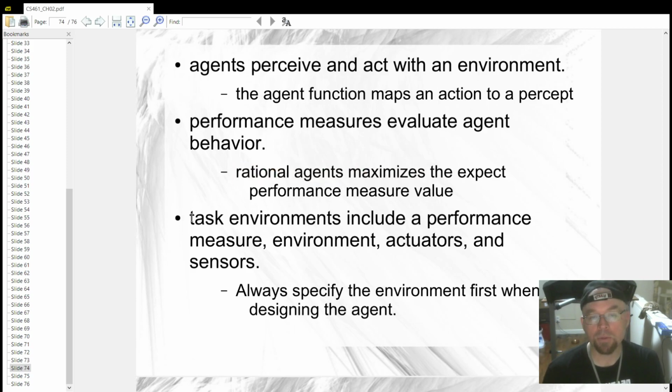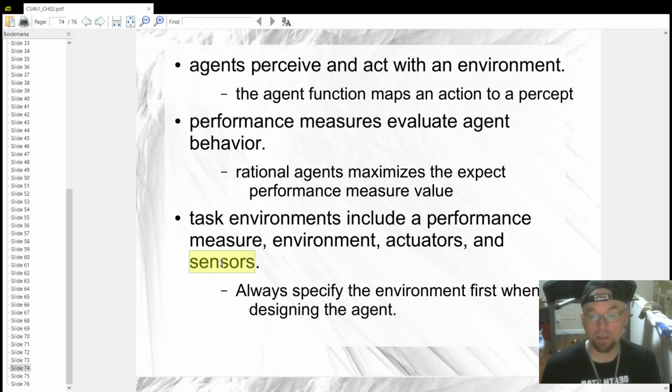Task environments, we talked about those. Remember PEAS, what does that stand for? Performance measure, environment, actuators, and sensors. So PEAS helps you to describe what you're trying to do. They guide how you're going to create that agent function, because you have to specify how we evaluate its performance, what environment the agent is going to be operating in, how it impacts its environment, and how it perceives its environment. So you just think these things through.